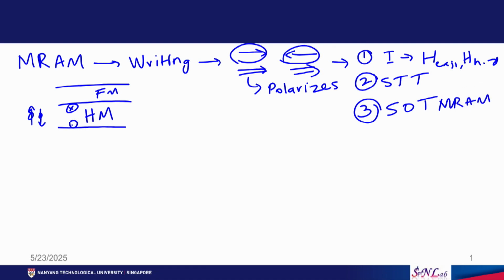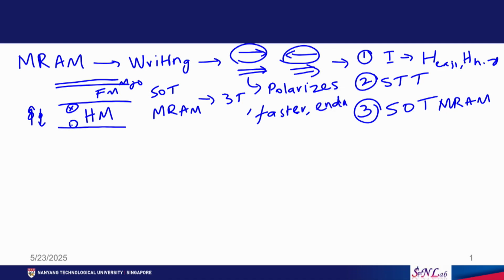We learned that SOT MRAM is a 3-terminal device. It is faster, and in this MRAM device we are not sending current through the magnesium oxide layer for writing information. So it also has more endurance, which means you can write many times and still the memory device does not get spoiled. So these are the three concepts that we learned day before.